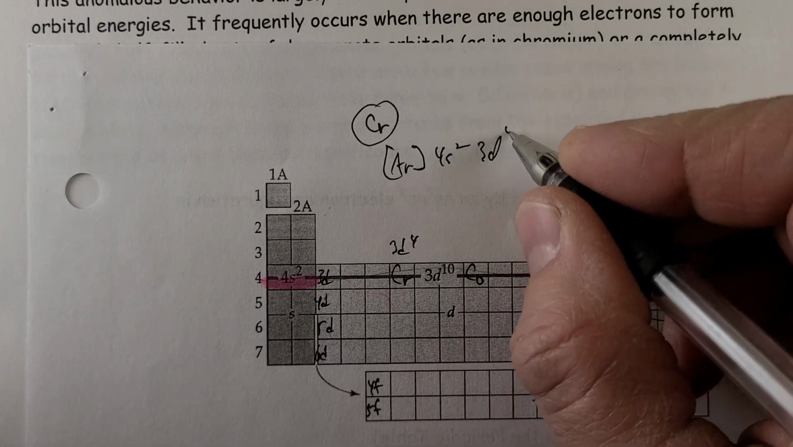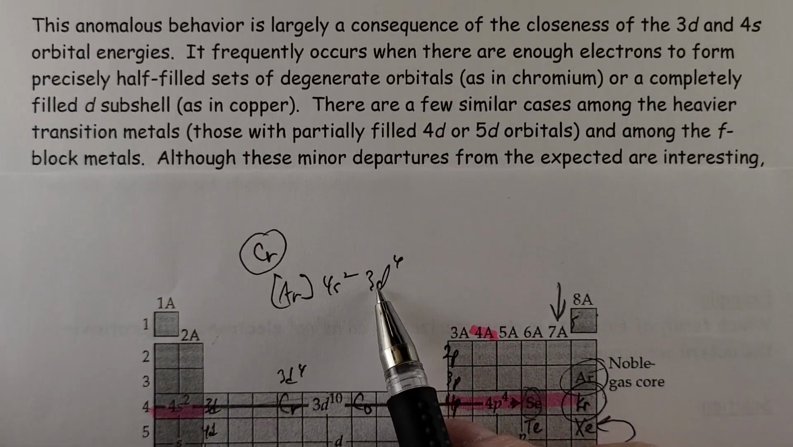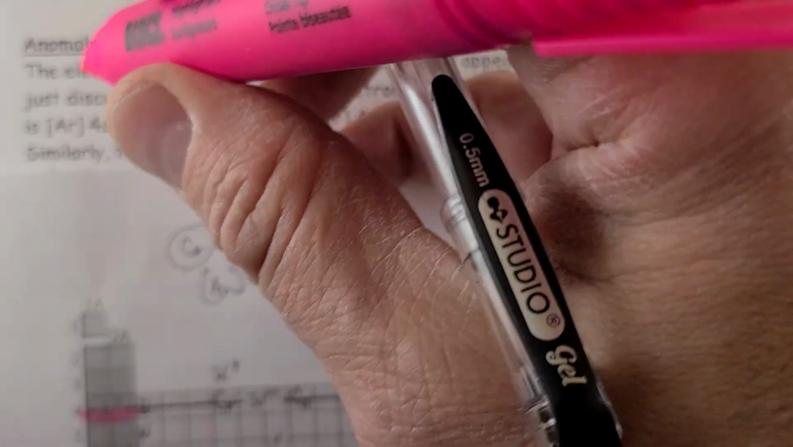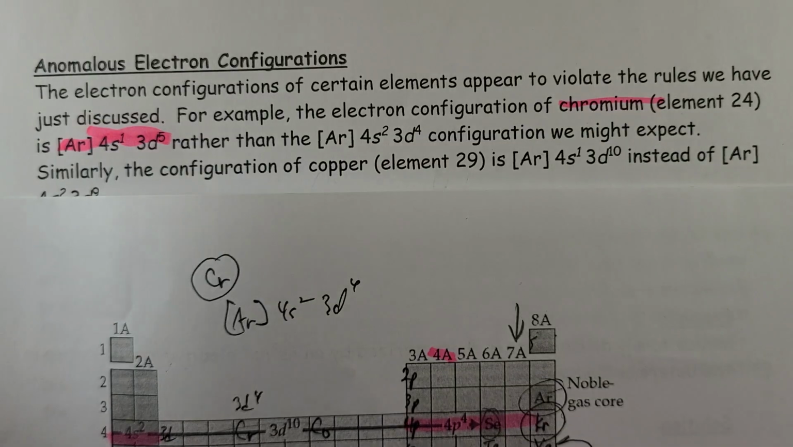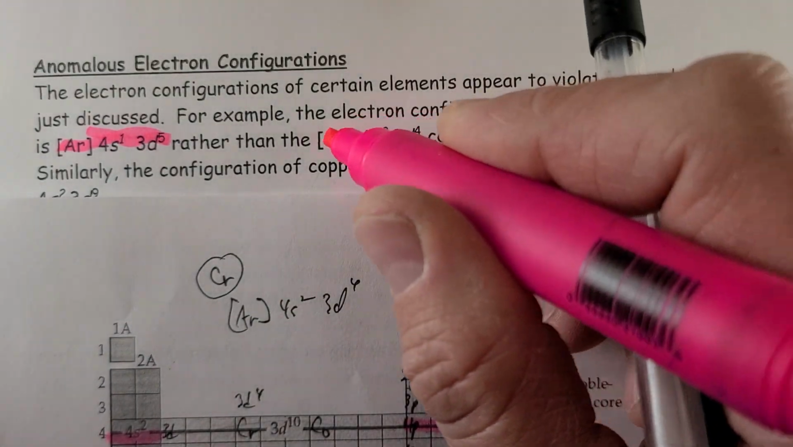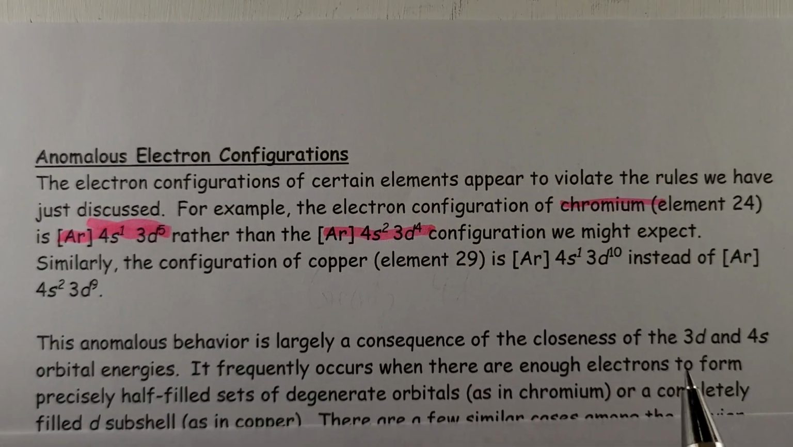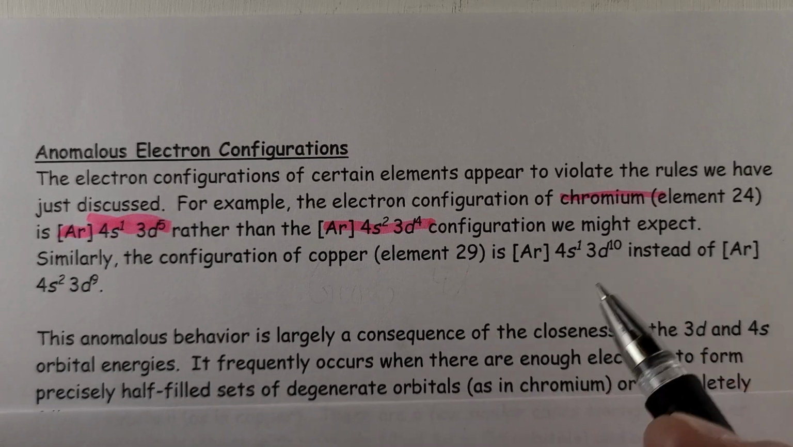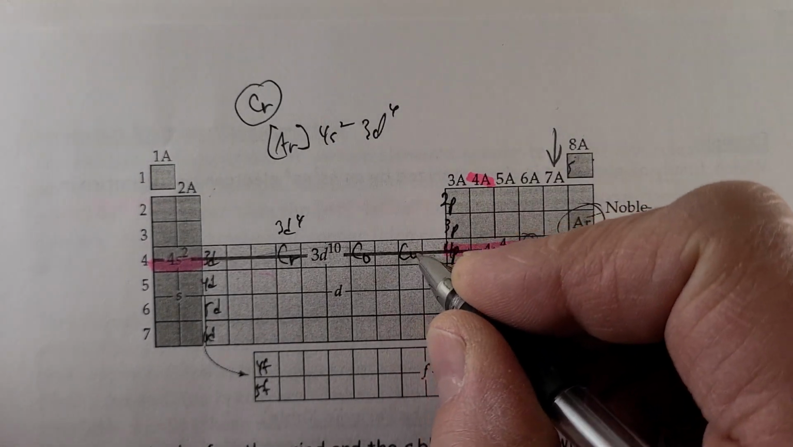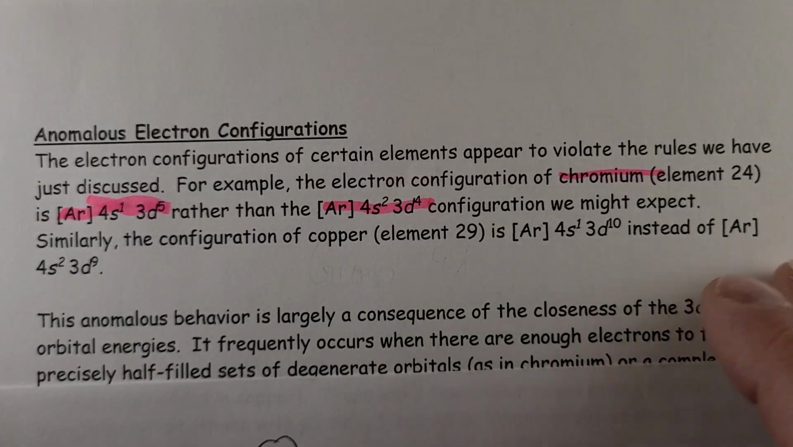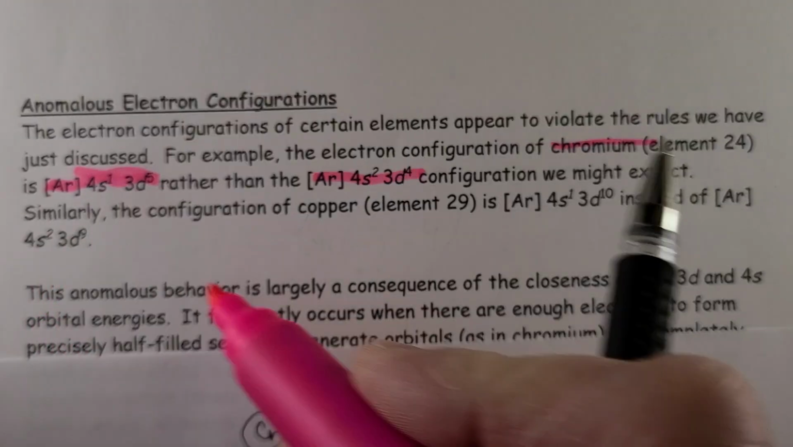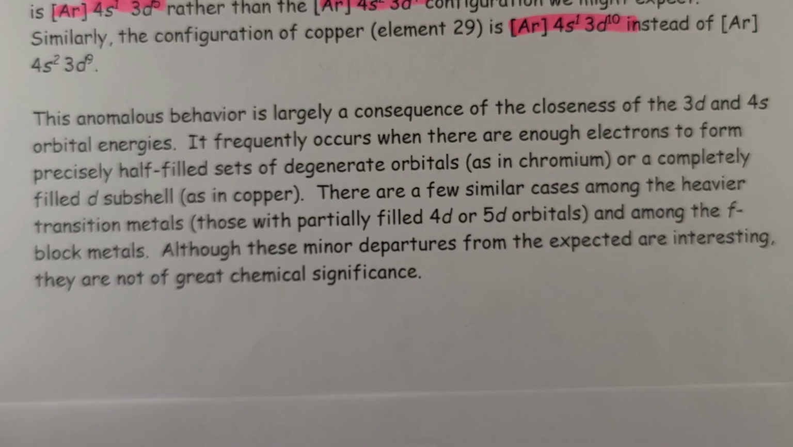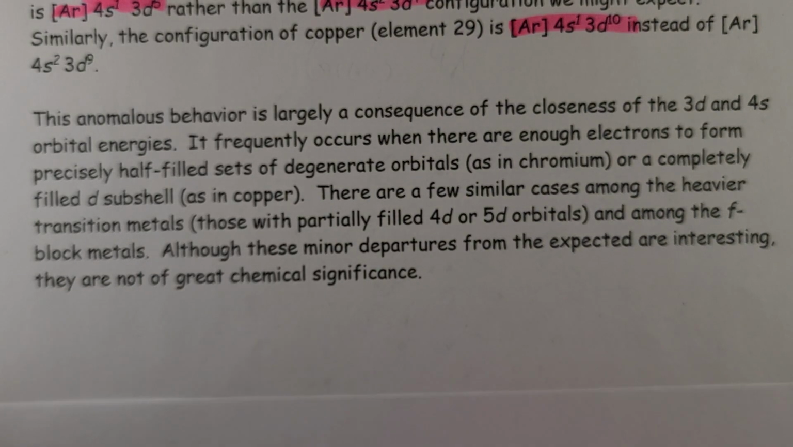3d, 1, 2, 3, 4. We'd expect it to be that. But look at what it actually is. It actually is argon 4s1, 3d5, rather than my 4s2, 3d4. Interesting. And also, what's another one here? We have copper, which is over here. We'd expect it to end in 4s2, 3d9, because it's one less. But it actually is 4s1, 3d10. So take a look. Why does it do that?